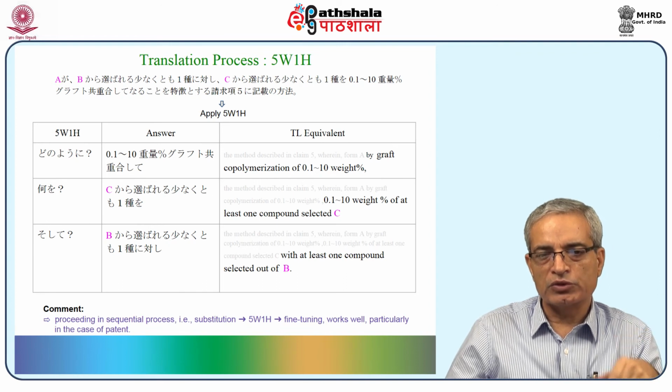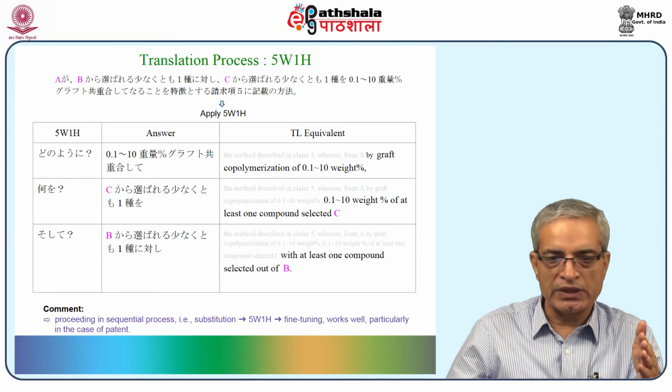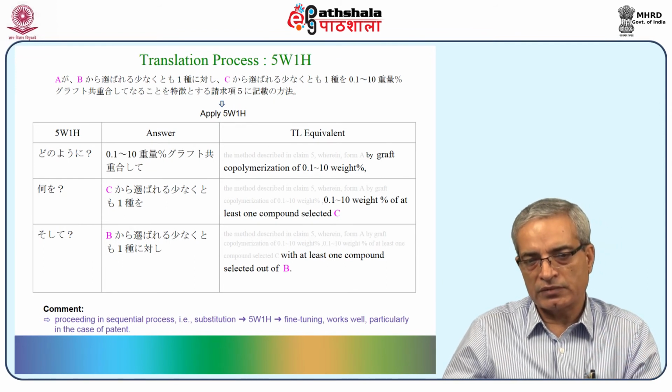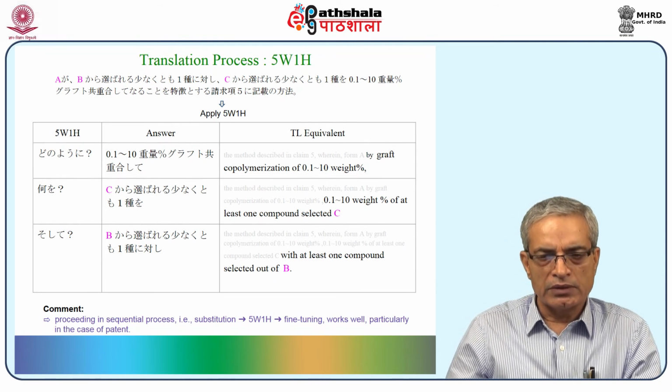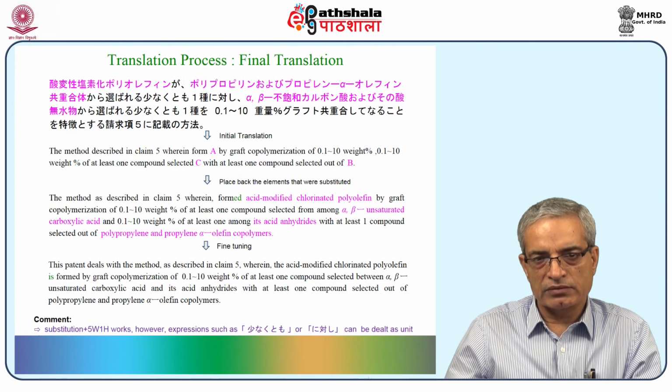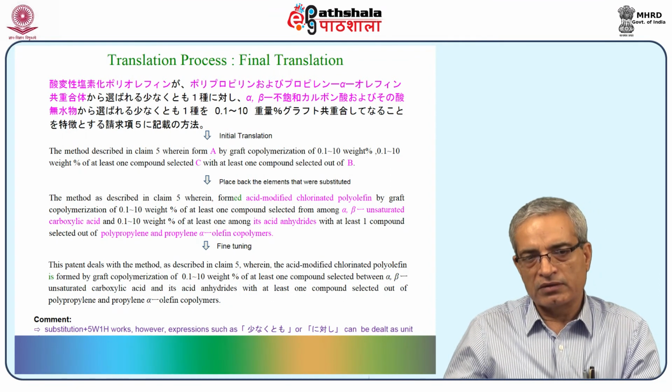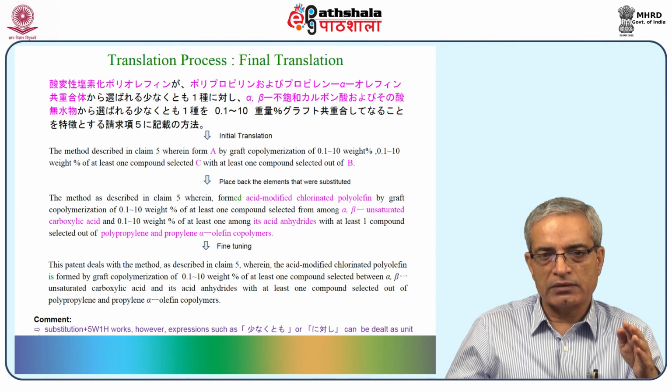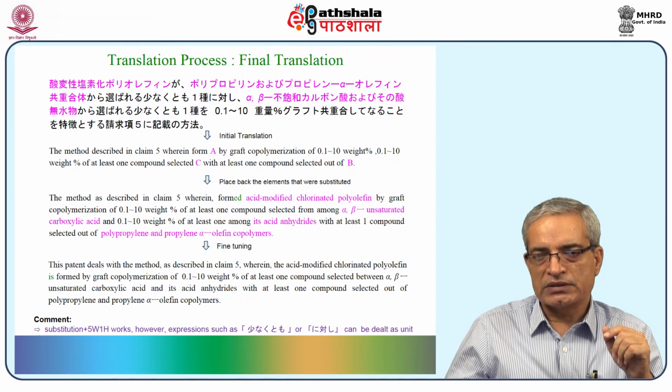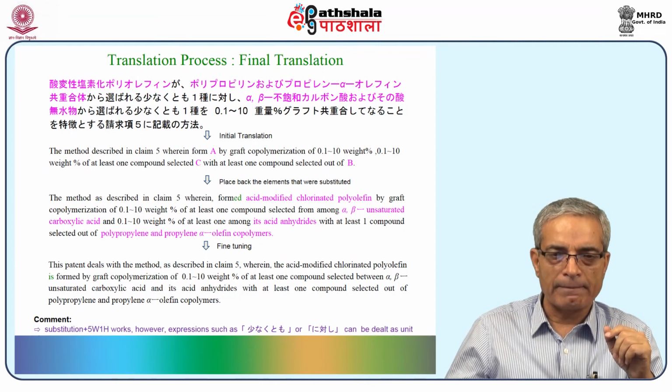そして B から選ばれる少なくとも一種に対し. And when we see this proceeding in sequential process, that is substitution, next 5W1H, next fine tuning, it works well, particularly in the case of patent. Final translation will come, this is the initial translation: the method described in claim 5, wherein something form A by graft copolymerization of 0.1 to 10 weight percent of at least one compound selected, C with at least one compound selected out of B.